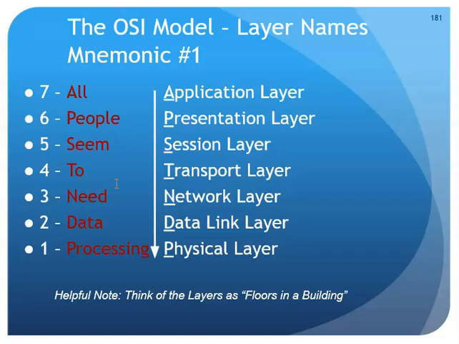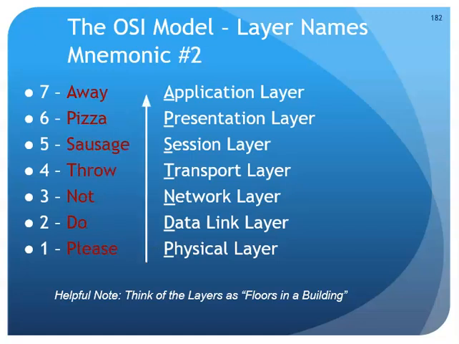Here is mnemonic 1 you could use to get your layers in order. All people seem to need data processing. That'll get them 7 to 1 for you if you want to go top down. If you want to go bottom up, here's another mnemonic. Please do not throw sausage pizza away. And if you're a vegetarian, you can make that spinach pizza. Please do not throw spinach pizza away, if that's helpful to you as well.